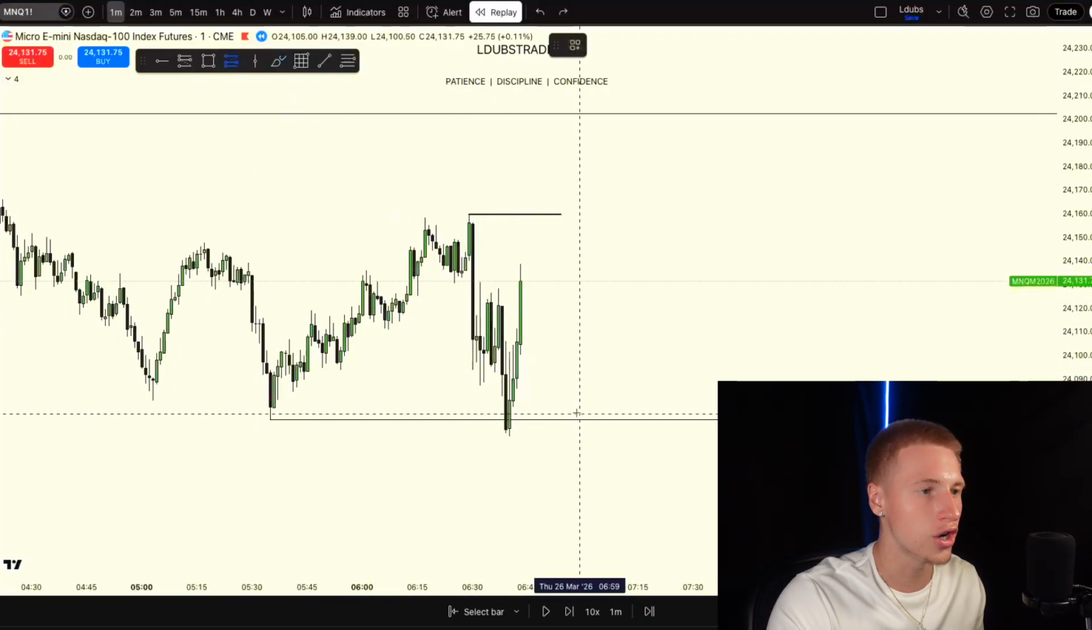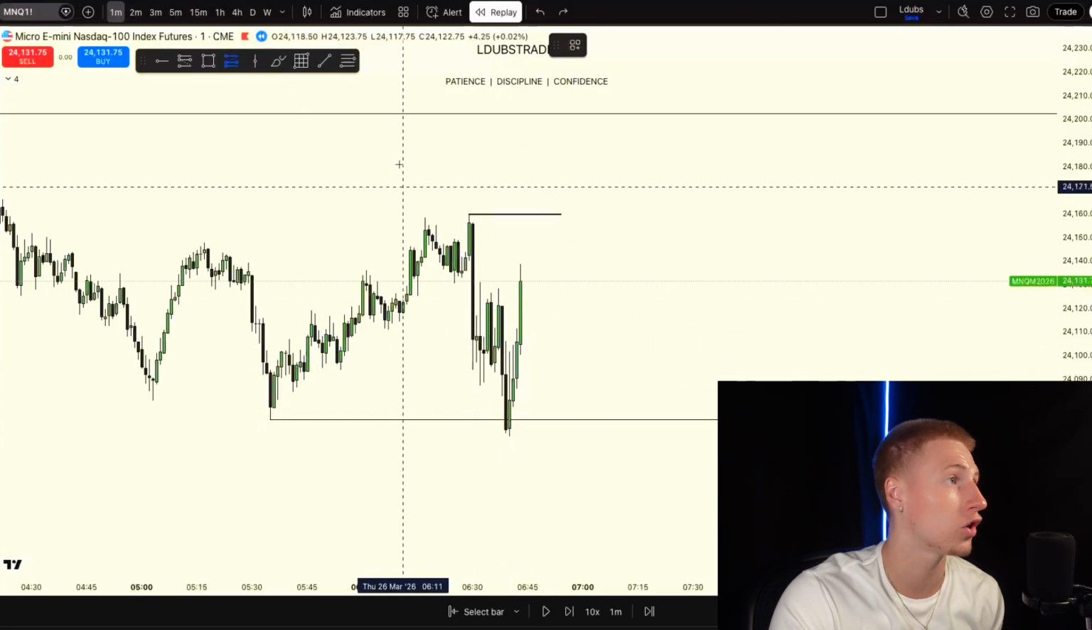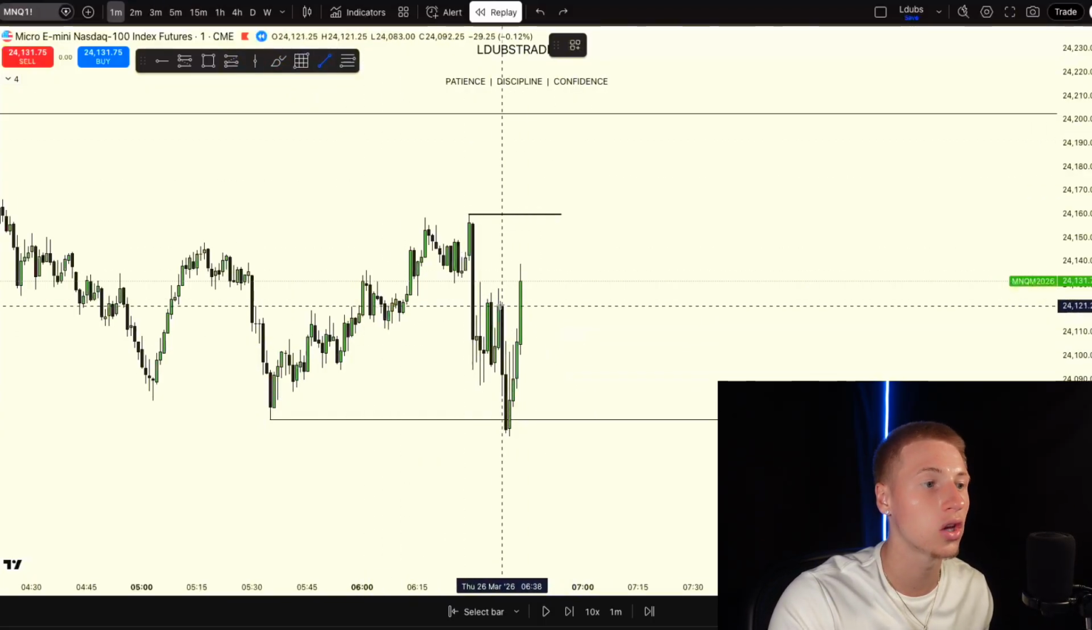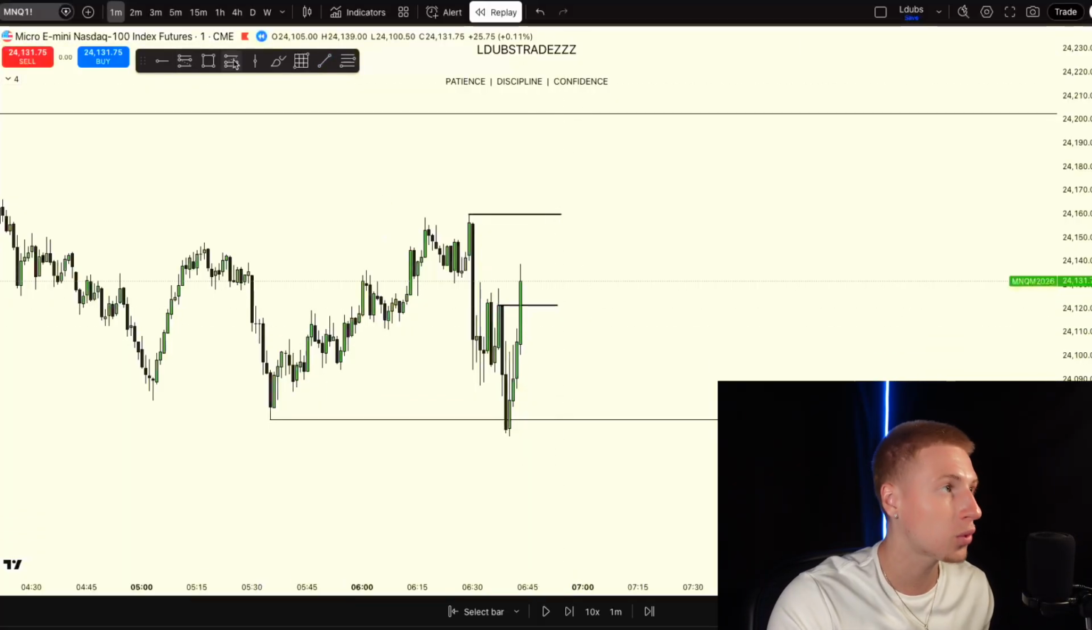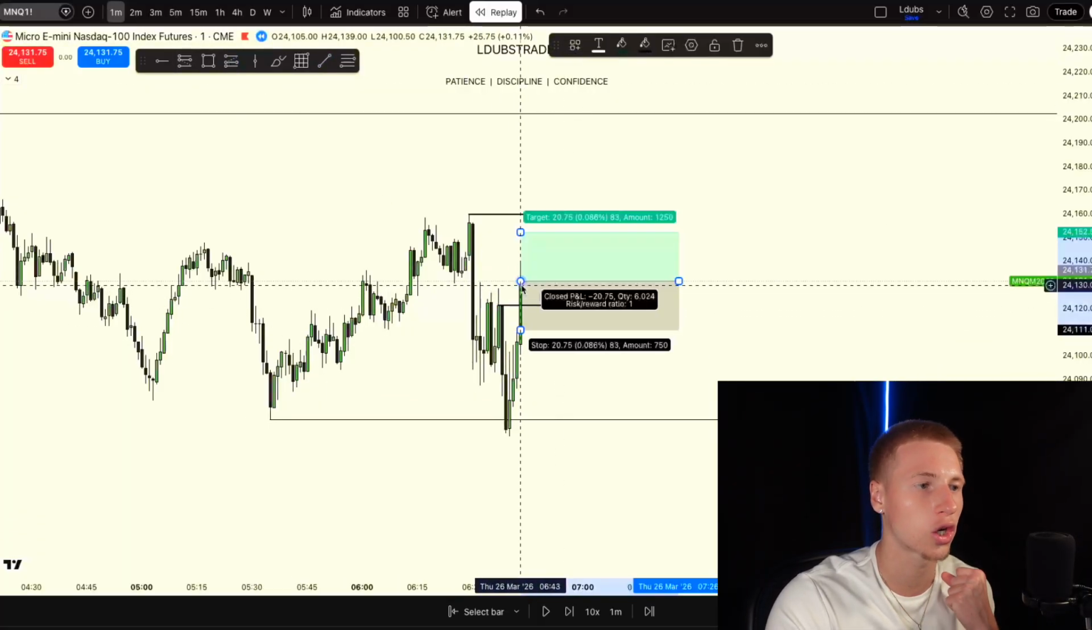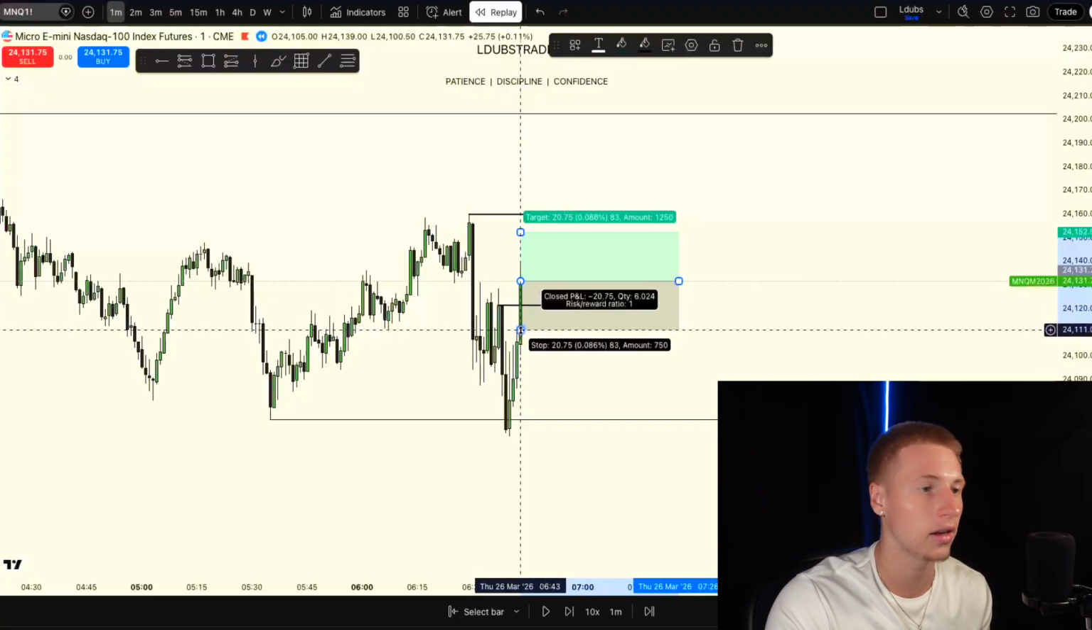But as you can see, there is no fair value gaps within here to get inverse. So at this point, we are simply looking for that change in the state of delivery right here, which we get. So what are we doing? We are making sure we are entering this trade and getting in it as fast as we can.